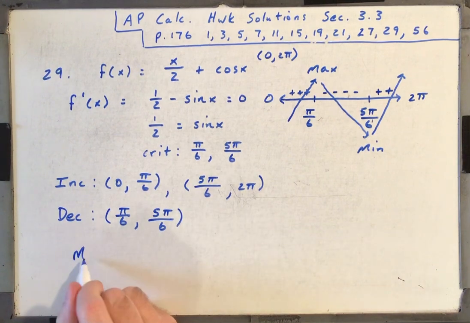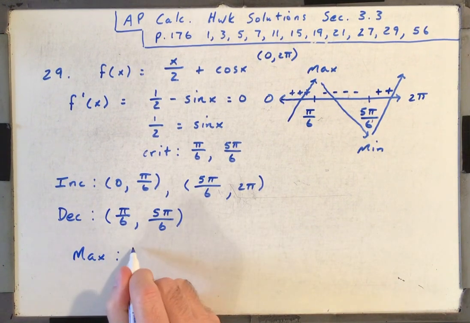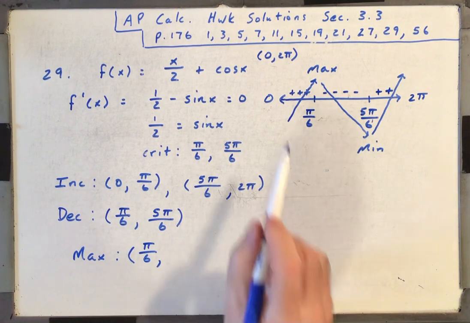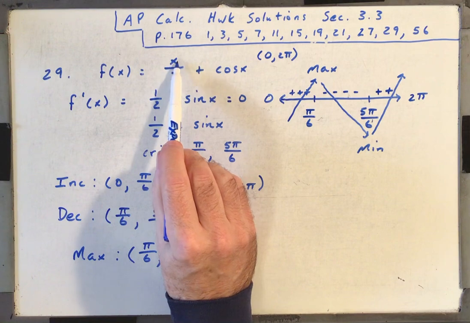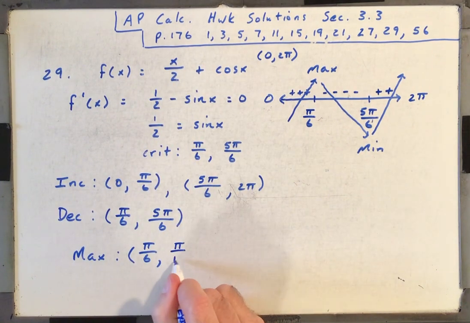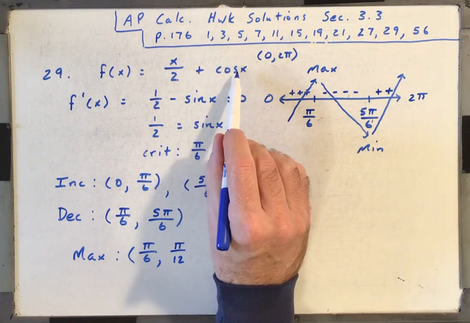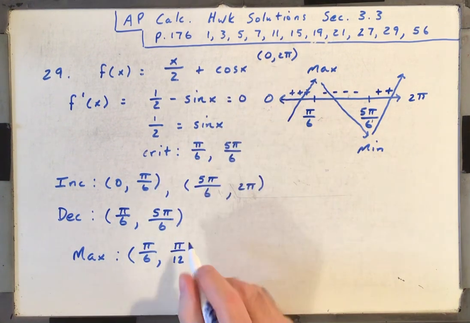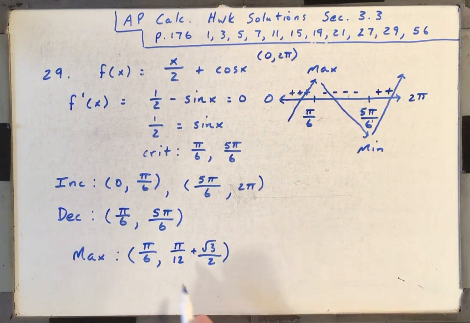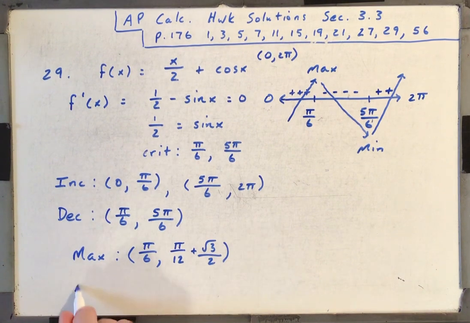We have a max that occurs at pi over 6. When you plug in pi over 6, that'd be pi over 6 divided by 2, which is pi over 12, plus the cosine of pi over 6, so that's plus root 3 over 2. That's fine. Just leave it like that. Don't do what the book does.